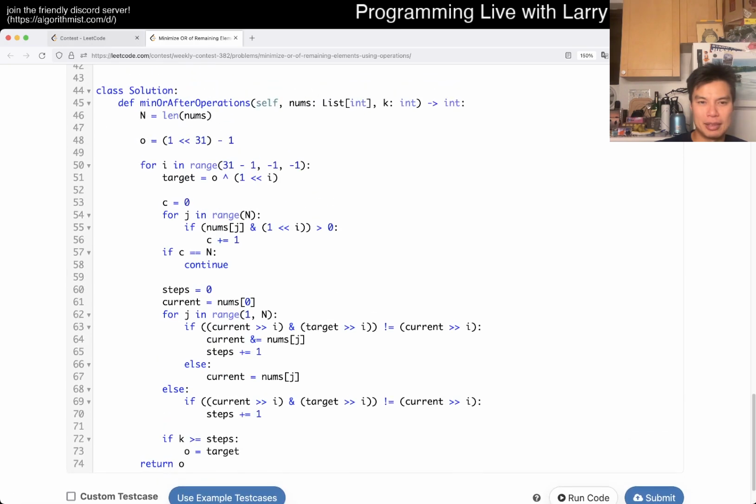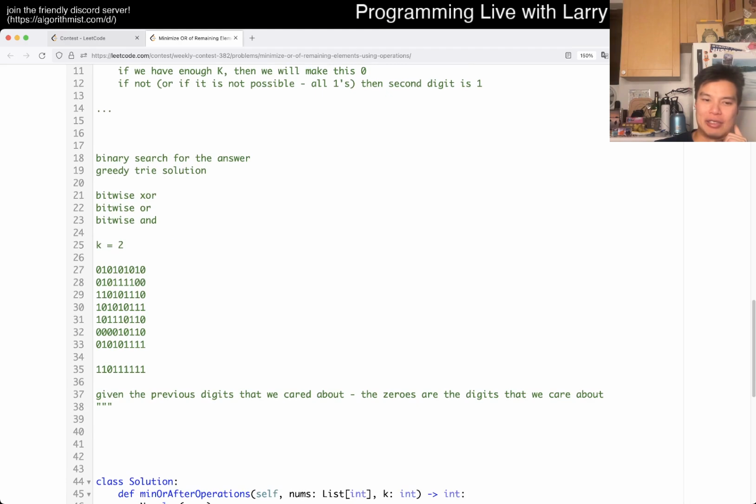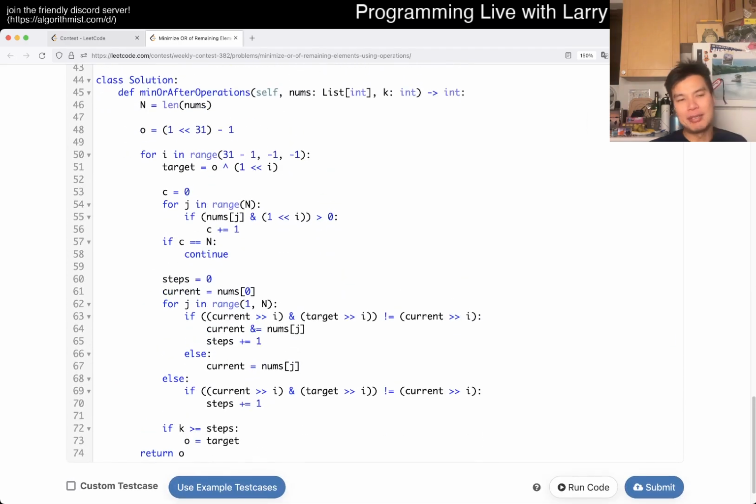But yeah, that's pretty much it. We do a bit at a time. So I'll go over the code, right? Basically, maybe the way that I write this is pretty awkward, now that I phrase this as the zeros being the digits that we care about, right? Maybe you can even rewrite this.